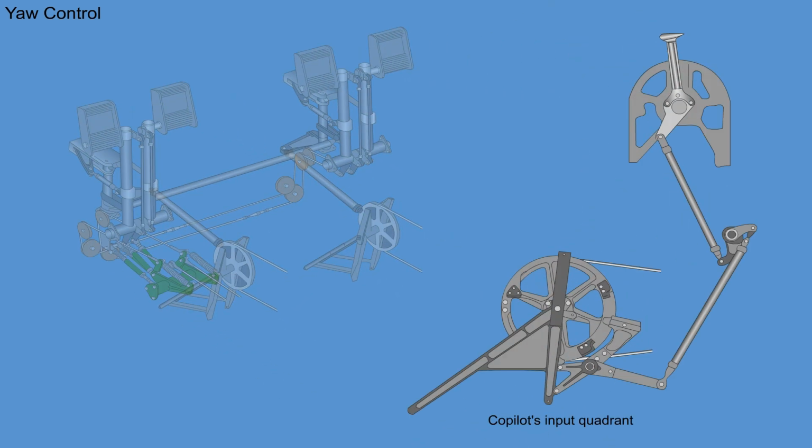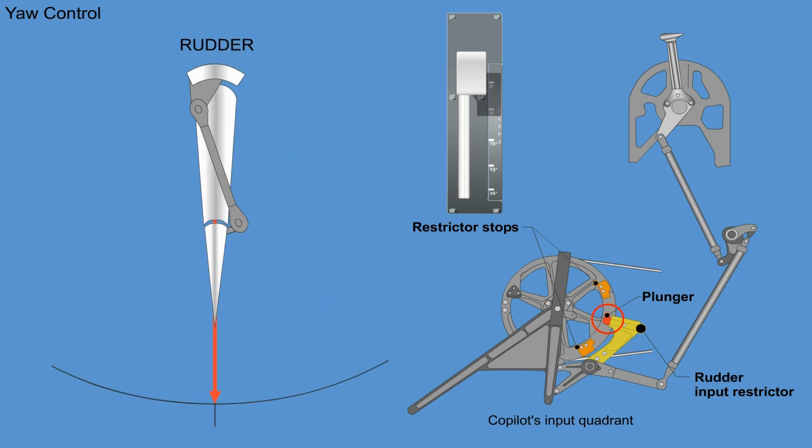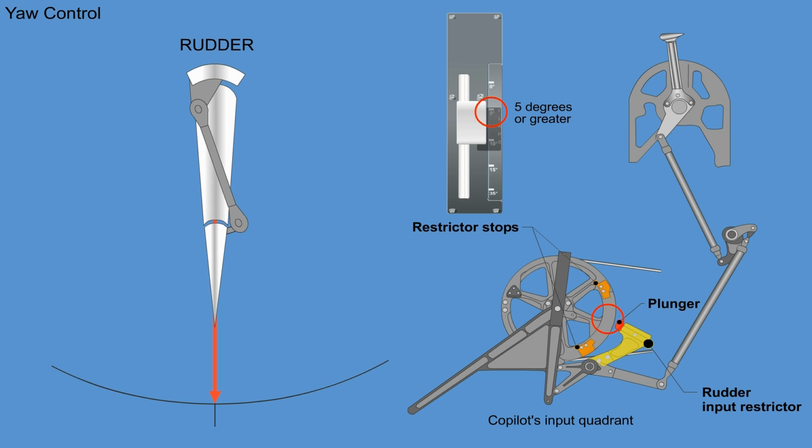On the co-pilot's input quadrant, there is a rudder input restrictor. At a flap setting of 0 degrees, a plunger is engaged between 2 restrictor stops on the input quadrant. This limits fore-rudder deflection to 12 degrees in either direction. Selecting the flaps to 5 degrees or greater disengages the plunger. This allows a maximum deflection of the fore-rudder 18 degrees left or right of center position.